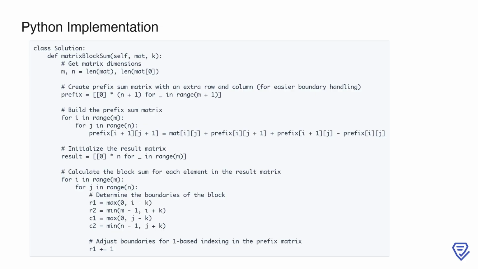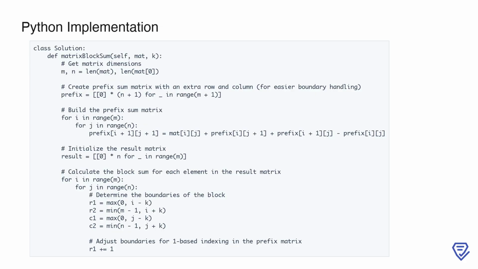Next, we populate the prefix sum matrix. For each element in the input matrix, we calculate its corresponding prefix sum by adding its value, the prefix sums to its left and above, and subtracting the overlapping region's prefix sum to avoid double counting. This results in an efficient way to compute cumulative sums for any submatrix. Finally, we initialize a result matrix with the same dimensions as the input matrix, where we will store the computed block sums.